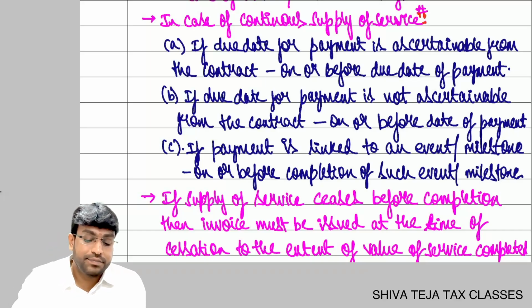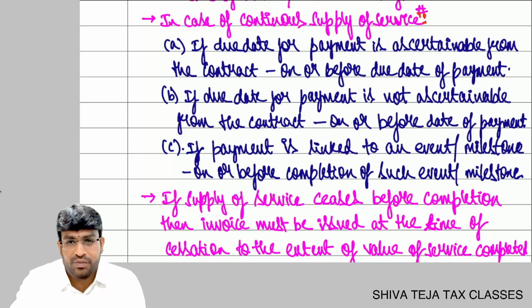Ceases means what, sir? Stops. So if supply of service ceases before completion, invoice must be issued at the time of cessation to the extent of value of service completed up to that cessation point.